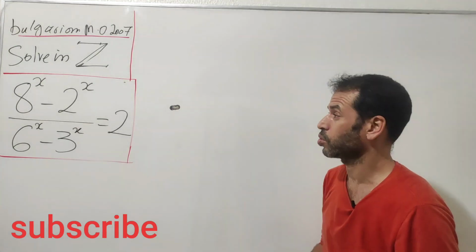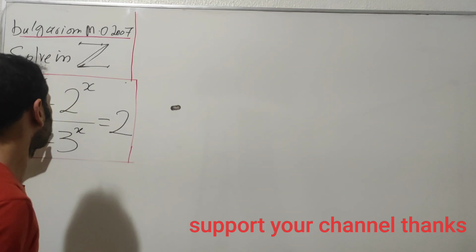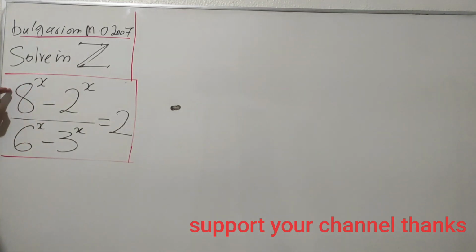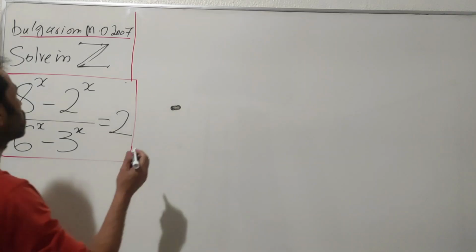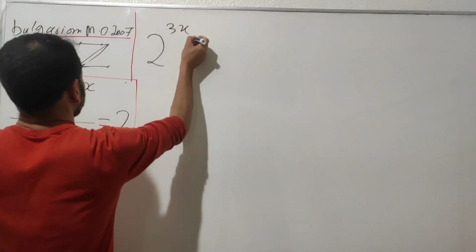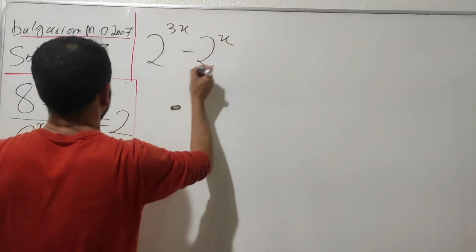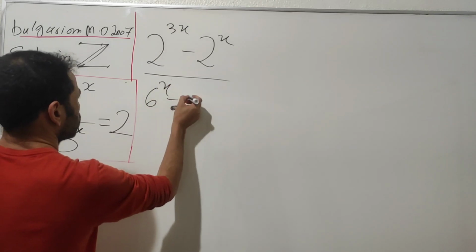So let's jump into the solution to see what it gives us. I'm simply going to factor out the numerator, because 8 to the x can be written in the form of 2 to the 3x. So I get here 2 to the 3x minus 2 to the x, all over 6 to the x minus 3 to the x.